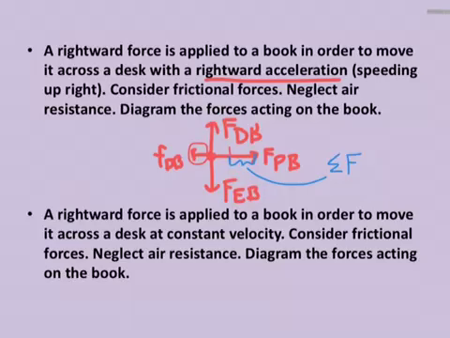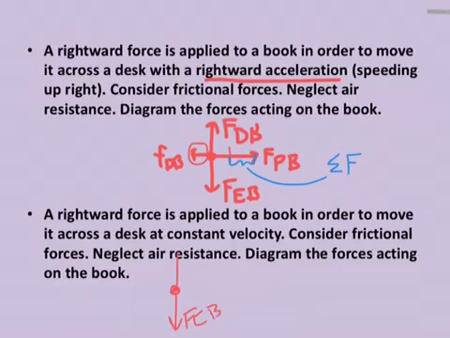across the desk at a constant velocity. So it's essentially the same as the last problem, except now instead of accelerating, it's moving at a constant velocity. And when I think constant velocity, I automatically think balanced forces. So I start off by drawing my dot, vector down, which is the force of Earth on the book.